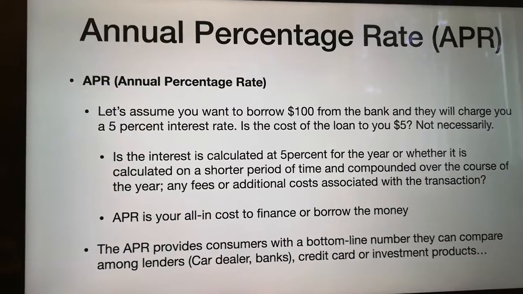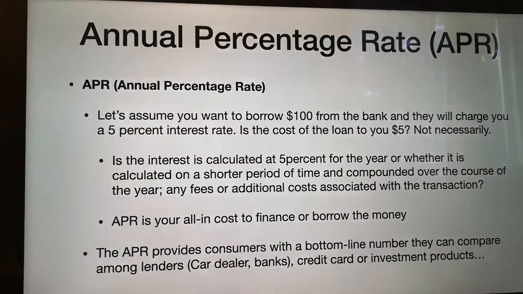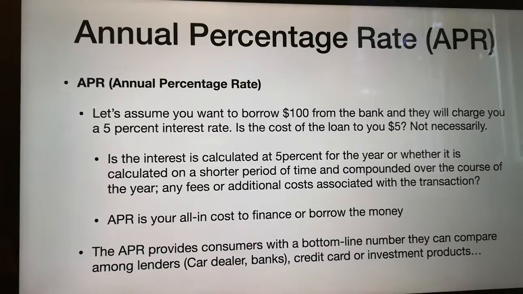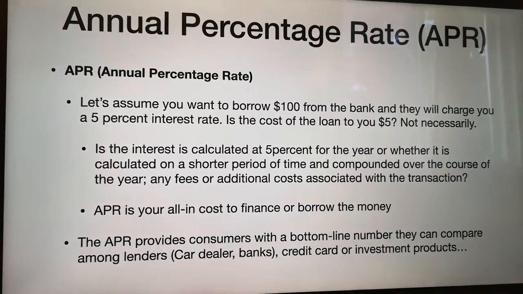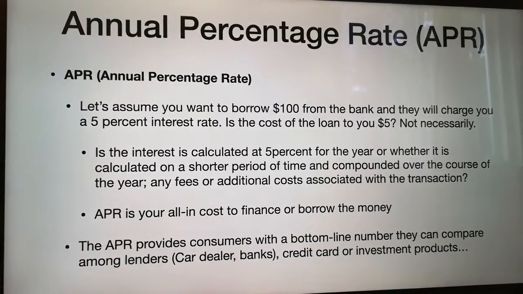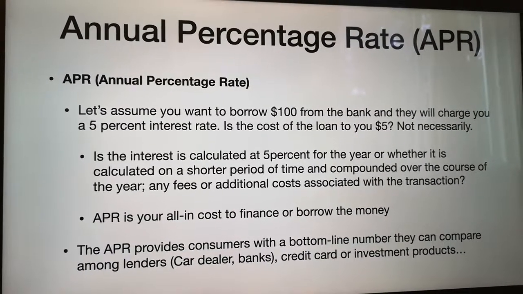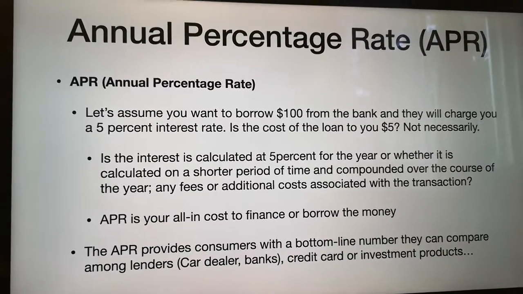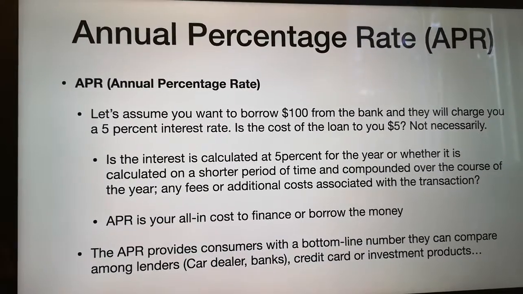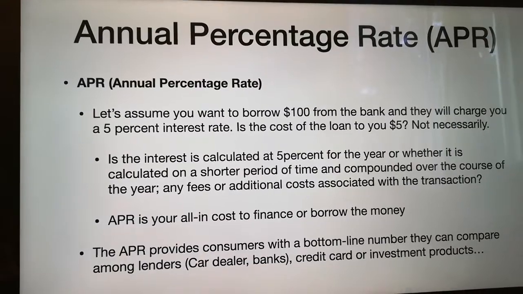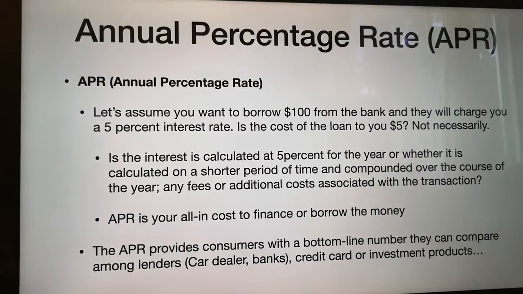For example, is the interest rate calculated at 5% for the whole year, or is it compounded over the course of the year? If they compound semi-annually or monthly, then after a full year you will end up with a totally different interest rate. And some loans will charge you fees and some additional costs for this transaction. So APR is a very good way to let the lender disclose the all-in cost to finance or borrow the money.